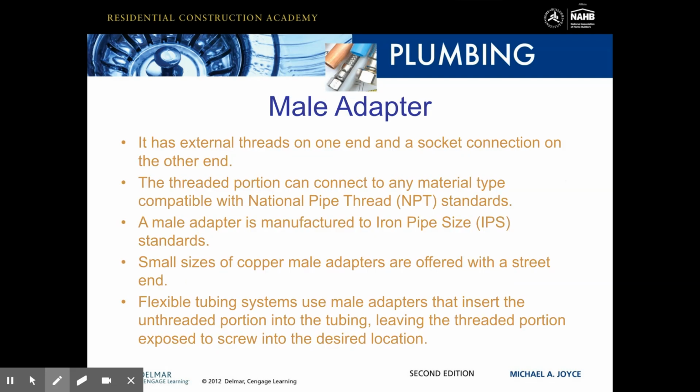A male adapter has external threads on one end and a socket connection on the other. The threaded portion can connect to any material type compatible with National Pipe Thread standards. The male adapter is manufactured to iron pipe size, which we covered previously. Small sizes of copper male adapters are offered with the street end. Flexible tubing systems use male adapters that insert the unthreaded portion into the tubing, leaving the threaded portion exposed to screw into a desired location.